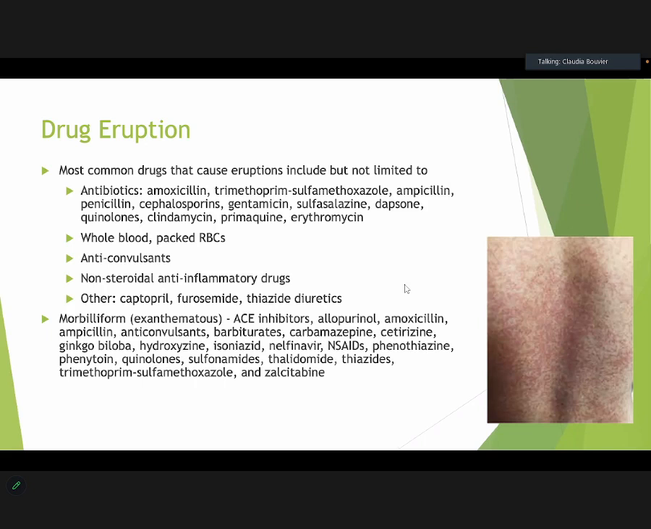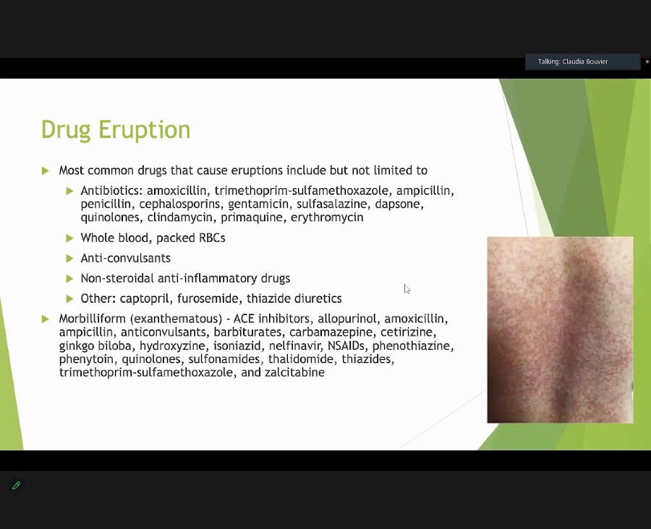And then you can get drug eruption from getting whole blood or packed RBCs, also from anticonvulsants or antiepileptic medications. Non-steroidal anti-inflammatory drugs can also cause this. And then captopril, furosemide, thiazide diuretics. And honestly, pretty much every drug can cause it. And I think these come up on multiple lists because they're the most commonly prescribed.